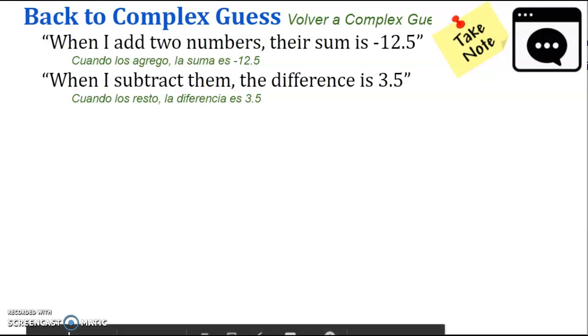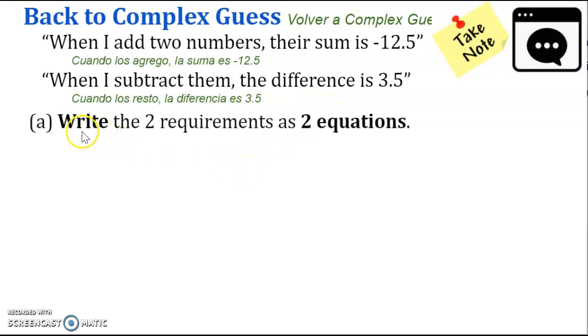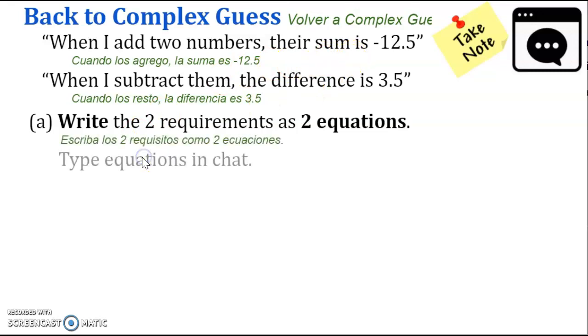So let's get back to the complex guess my number problem. It said that when I add two numbers, the sum is negative 12.5, but when I subtract them, the difference is 3.5. So how do I do that? Well, I am going to start by writing the two requirements as two equations. Can you come up with the equations that represent the two conditions? When you have them, can you type your equations in chat? I want two equations on the same line, please.